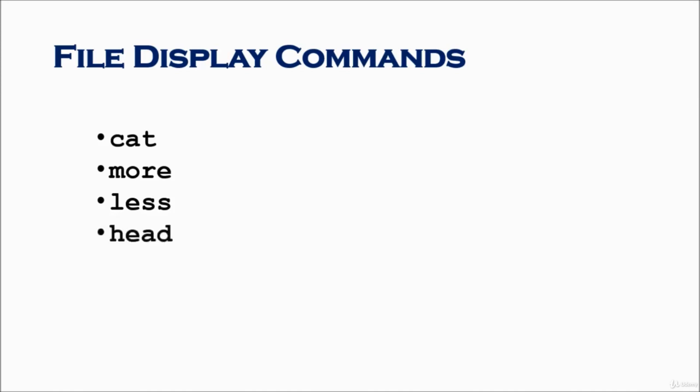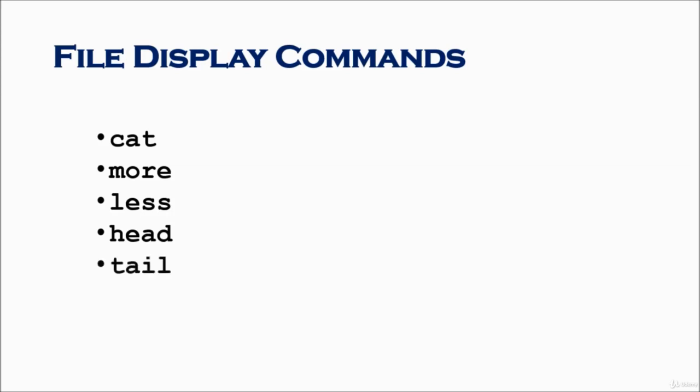Then you have head if you want to see a few lines at the top of a file. Let's say a file has 1,000,000 lines and you just want to view the first 10 lines, you could use the head command followed by the number of lines that you want to view.